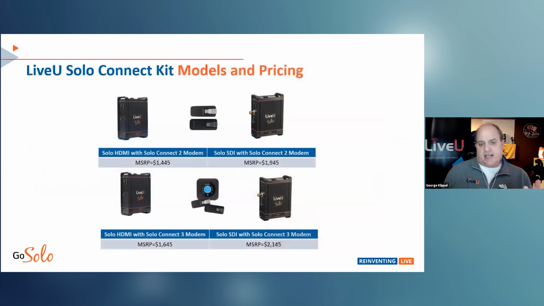And how that changes the pricing is, on the two modem kit for the HDMI, it's $1,445, or $1,945 for the SDI. And on the three modem kit, it's $1,645, or $2,145 for the SDI unit. And just one other thing to point out on the three modem kit, you get an AT&T Nighthawk puck, if you will, which does both Ethernet and Wi-Fi. So it gives you the ability to have another connection that could do either Ethernet or Wi-Fi. So it's a pretty nice selection with the three modem kit.